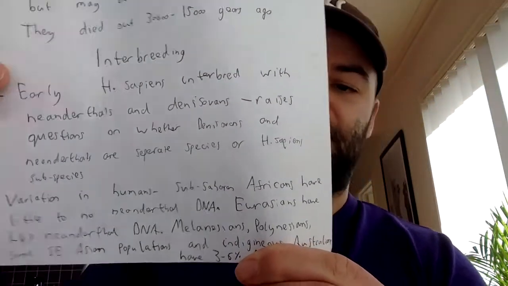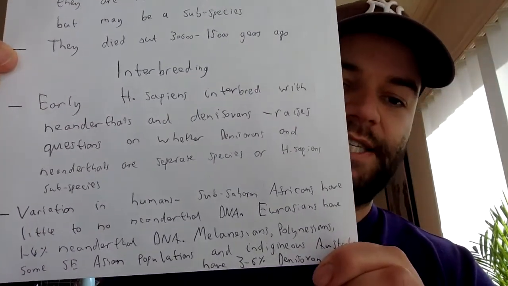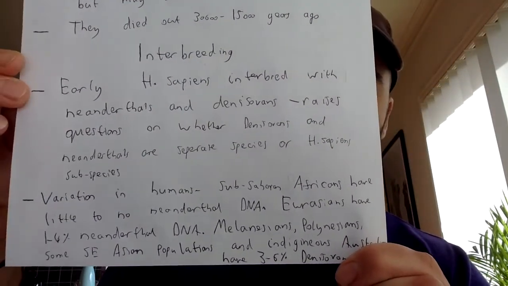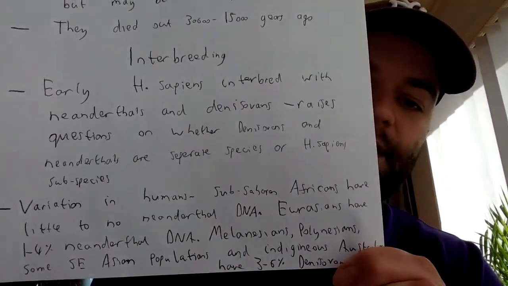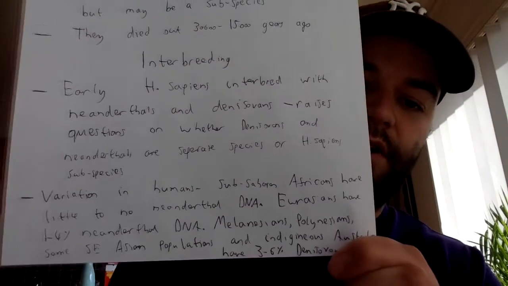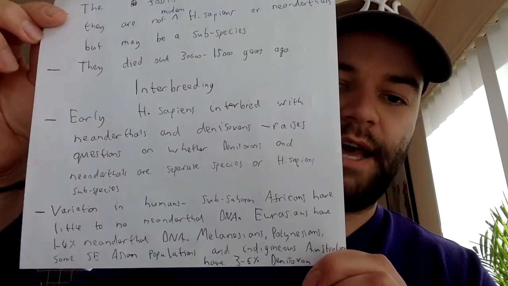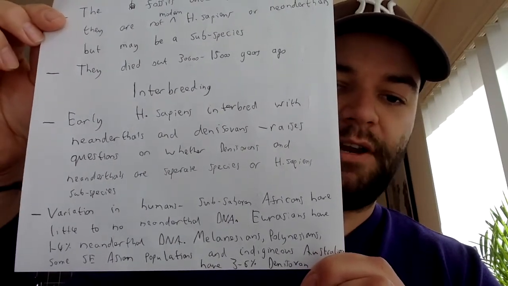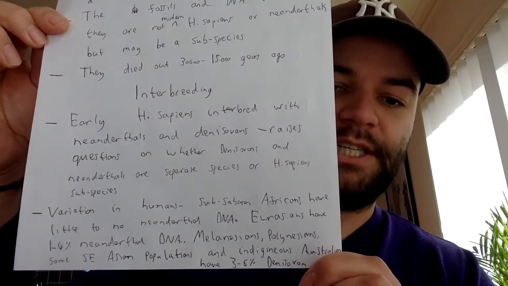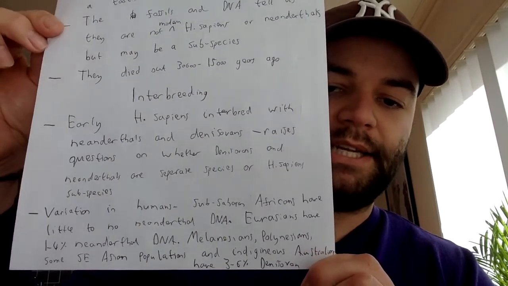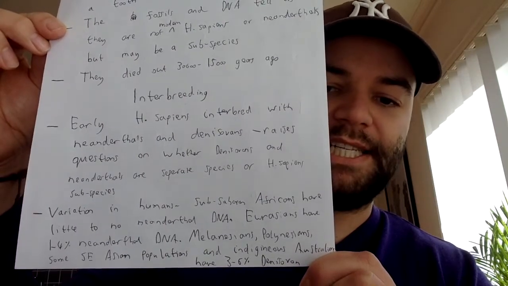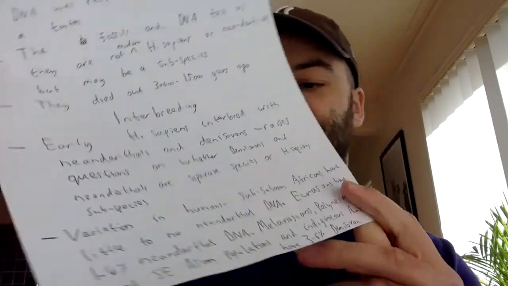And just some examples of variation in that. These are generalizations, but they tend to be pretty consistent. Typically speaking, sub-Saharan African humans have little to no Neanderthal DNA in them. Eurasians have about 1 to 4% Neanderthal DNA in them. And then Melanesians, Polynesians, some Southeast Asian populations in parts of Indonesia and the Philippines, and indigenous Australians have about 3 to 6% Denisovan DNA, but not much Neanderthal DNA. Those just link into where Neanderthals and Denisovans were found, as Homo sapiens were in those areas as well historically.